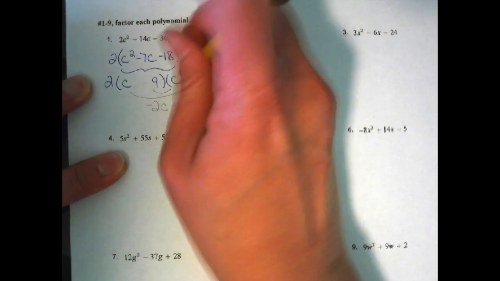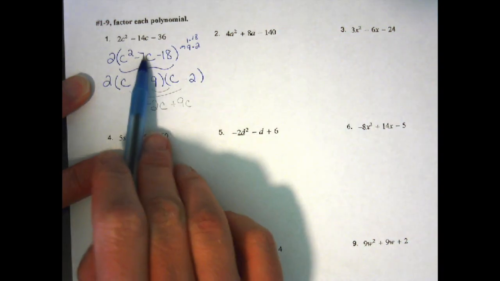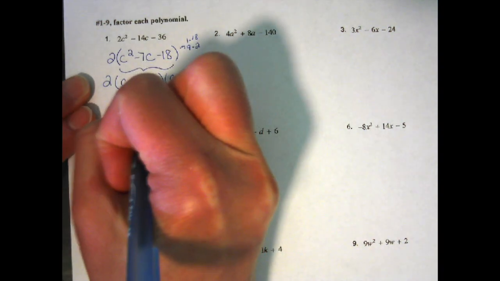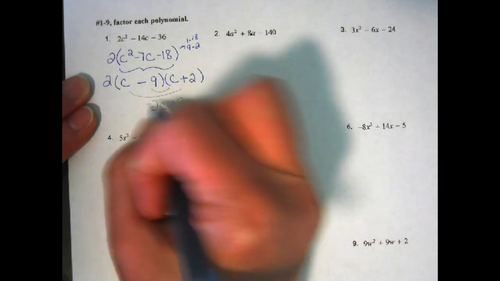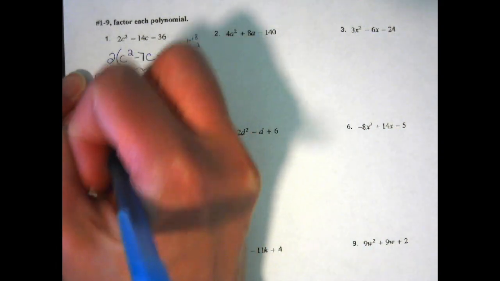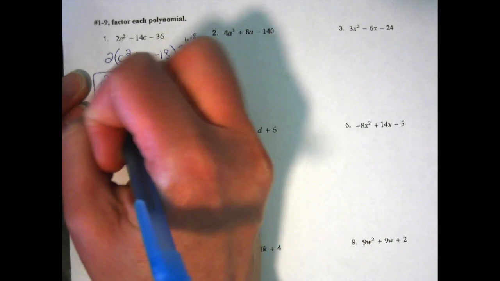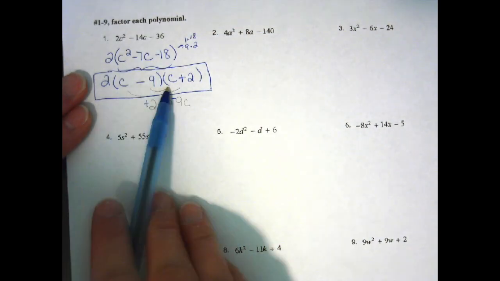And then the trick that we learned yesterday too was whatever this is needs to go with the bigger. So then this would be a minus 9 and a plus 2. And so we would have a positive 2 and a minus 9. And notice now that gets me the right middle term. So this is the factored form. So see how it says factor each? That's what they're talking about here.